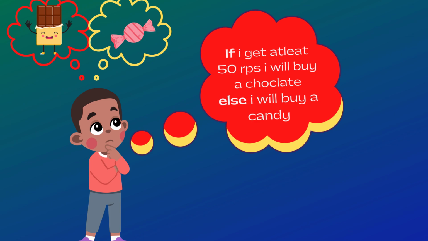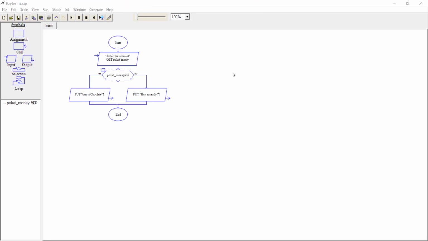This kid is confused. You know why? If he gets a pocket money which is greater than 50, then he'll buy a chocolate. Else, he'll buy a candy. It depends on the amount of pocket money that he will get. So let's see how we can implement this in Python.